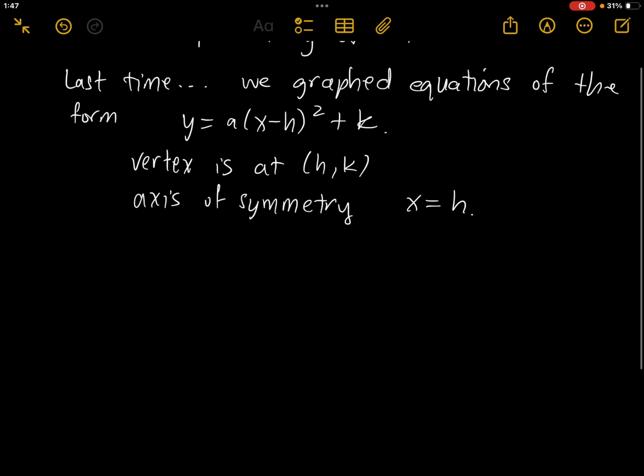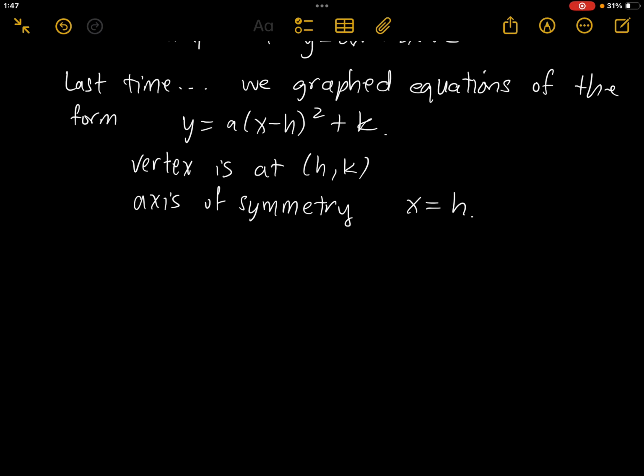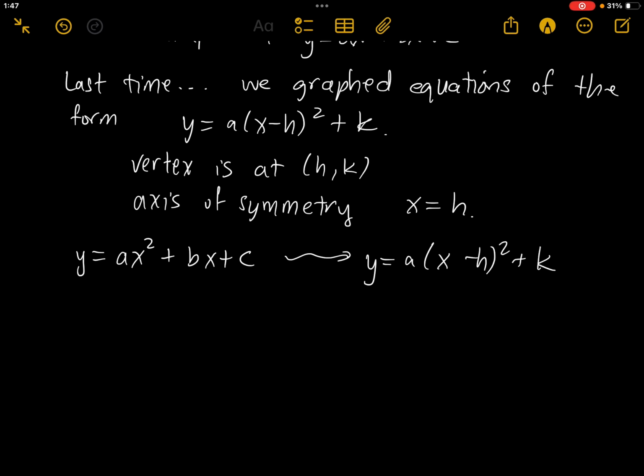Okay, and this time what we want to graph is when you have an equation of the form y equals ax squared plus bx plus c. So the idea is to rewrite this in the form y equals a times x minus h squared plus k. And to do that, we use the method of completing the square.